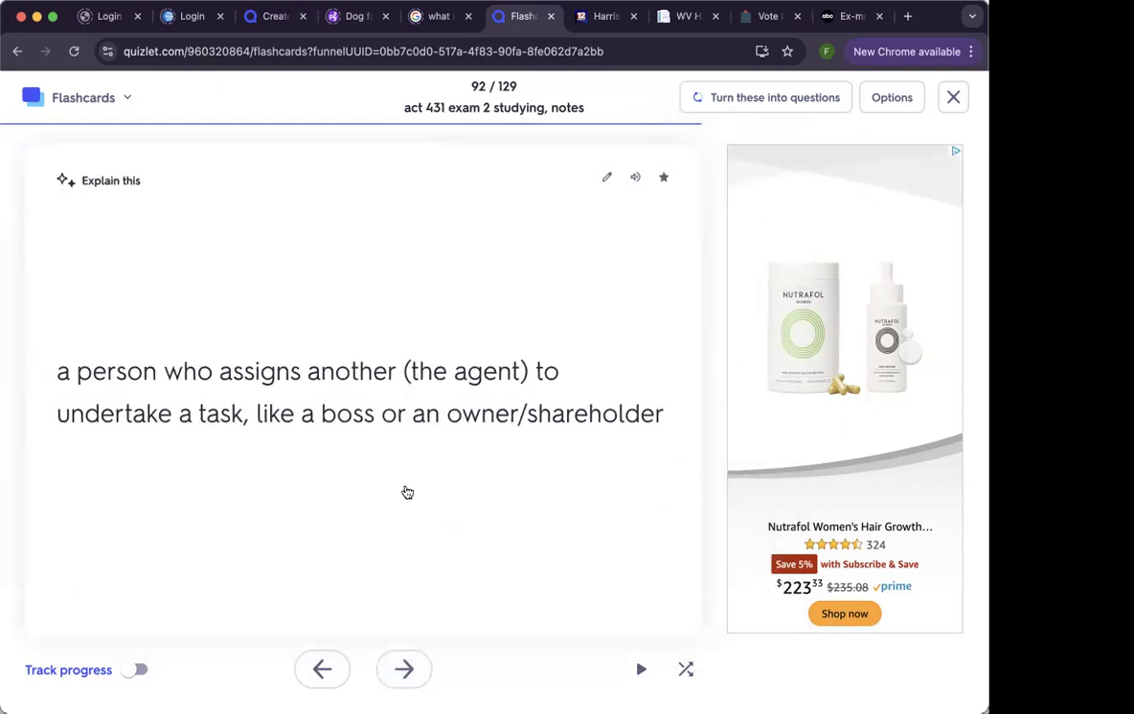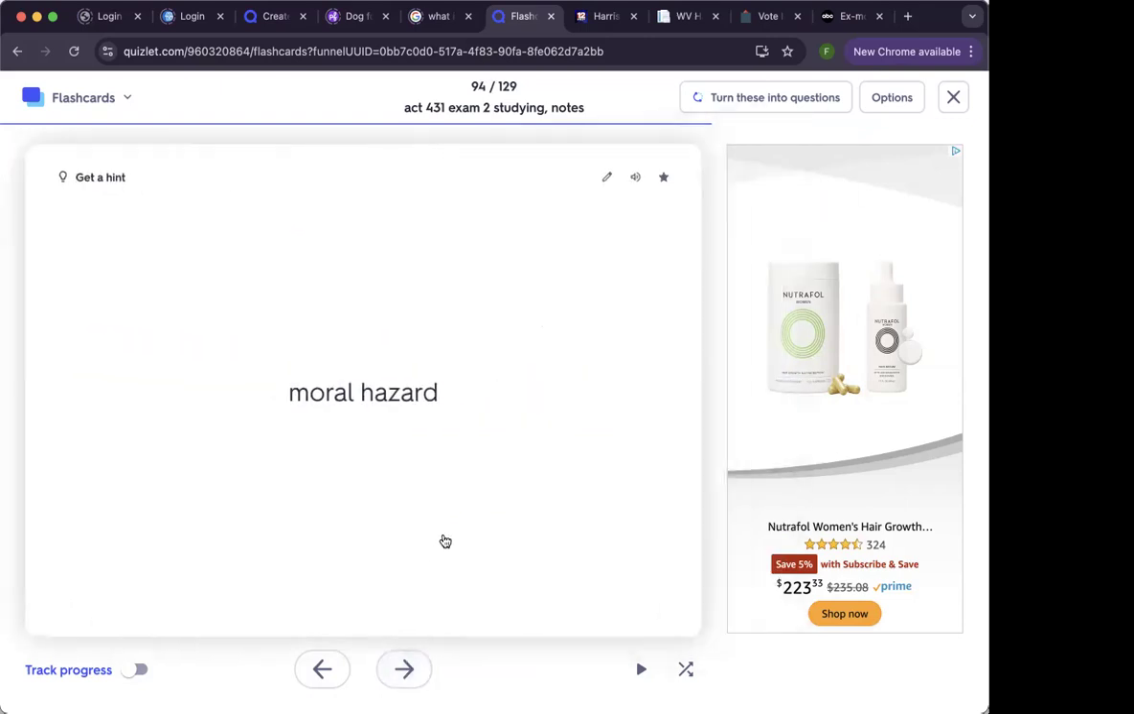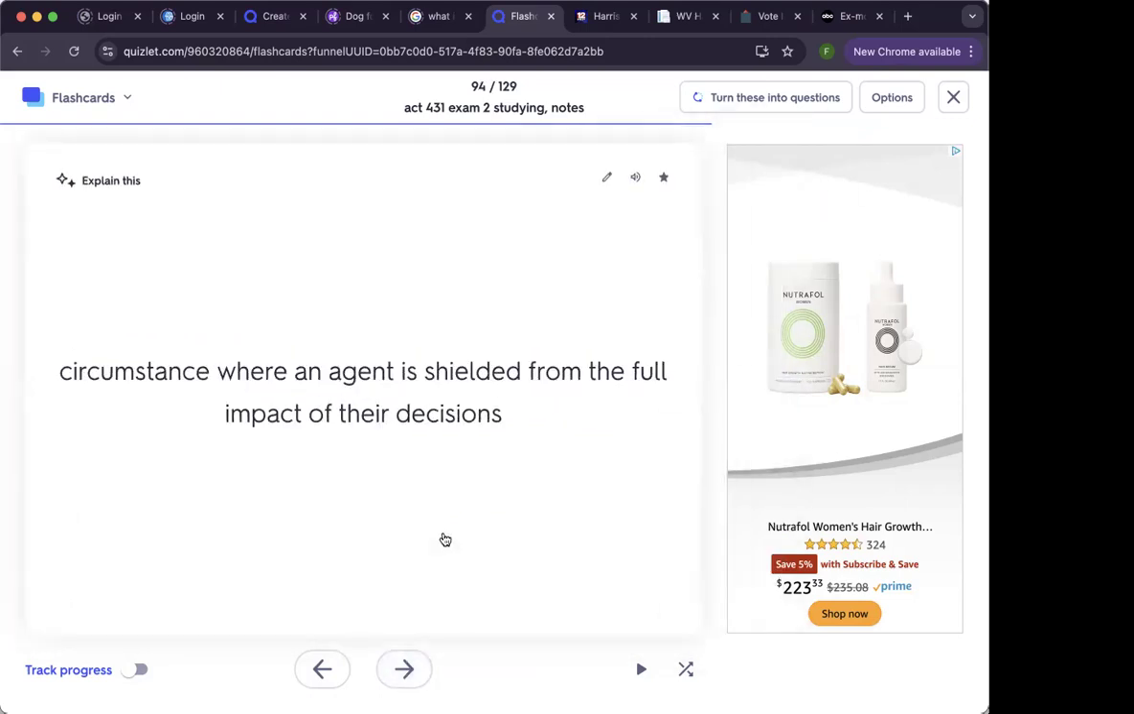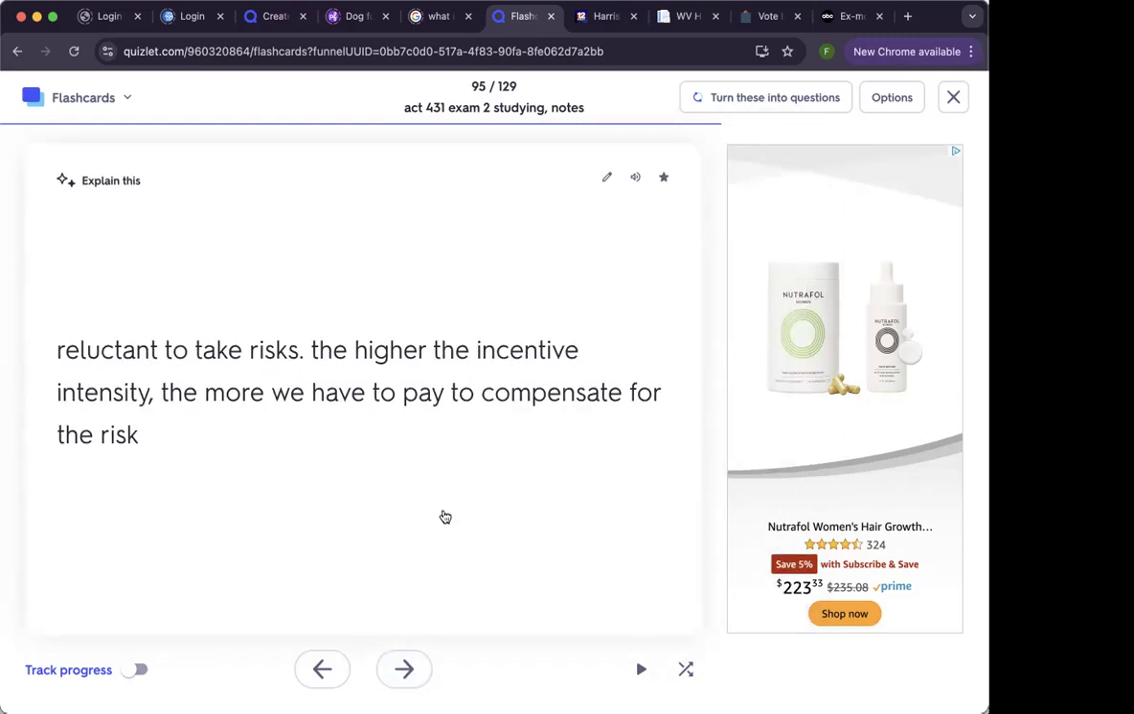Principal, person who assigns another, the agent, to undertake a task, like a boss or an owner, shareholder. Agent, one who undertakes a task on behalf of another, like a CEO to shareholders or an employee to a boss. Moral hazard, circumstance where an agent is shielded from the full impact of their decisions. Risk averse, reluctant to take risks.